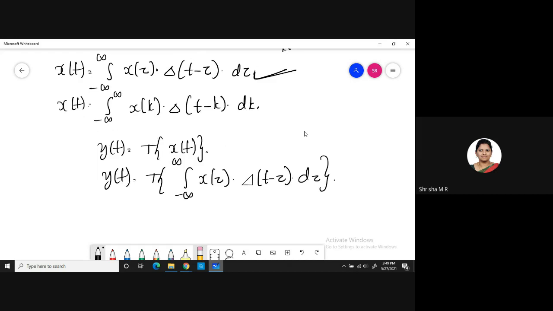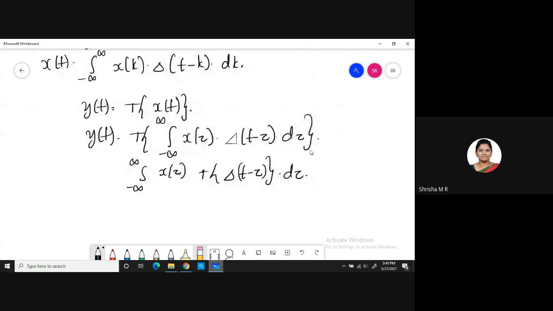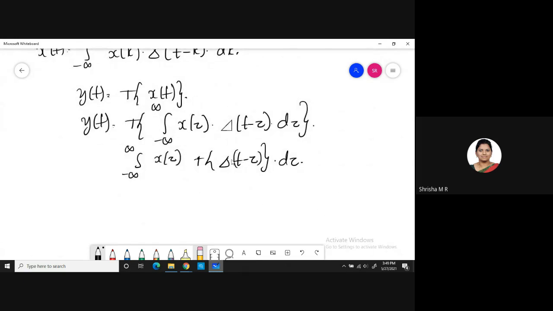Okay, so if you take this out, we'll have the integral from minus infinity to infinity of x of tau into the transformation on delta of t minus tau, d tau. So what if our signal is an impulse? The output will be the response to that, right? The impulse response. So the transformation on delta of t is nothing but h of t, the impulse response.